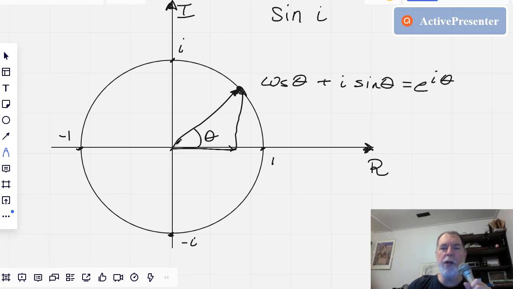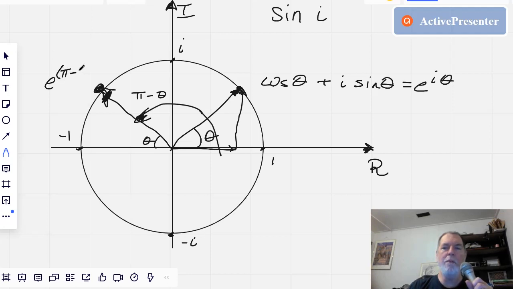Now, I'm going to reflect this vector across the imaginary axis. So now we have a new point. And yes, this is theta here, but of course we're interested in this line that goes all the way around. So that's the angle. That angle is actually pi minus theta. So what do we have here? We've got e to the pi minus theta all times i.